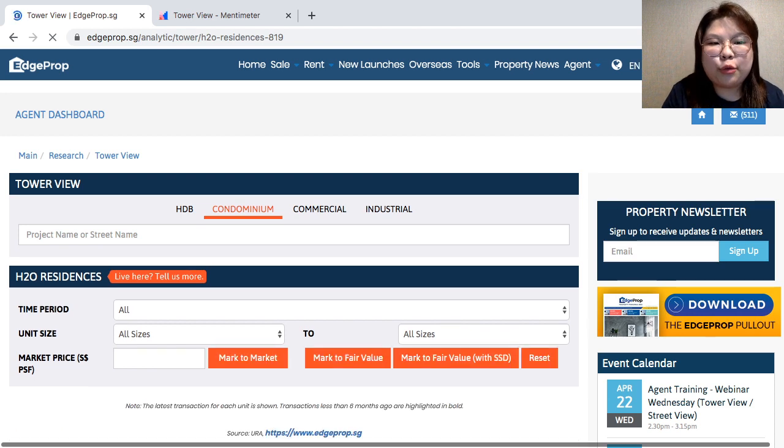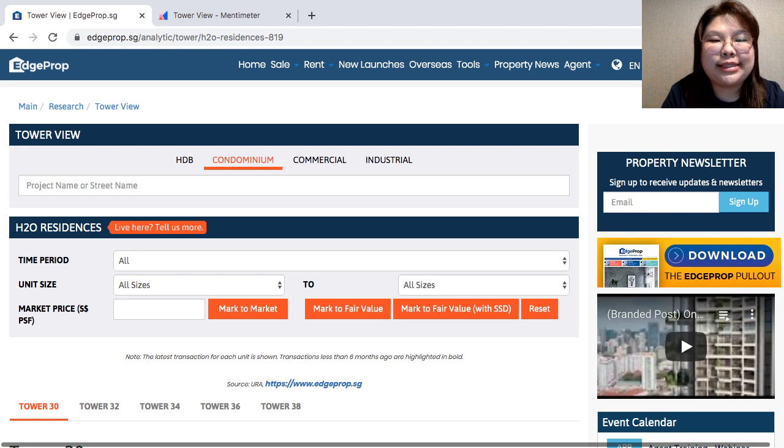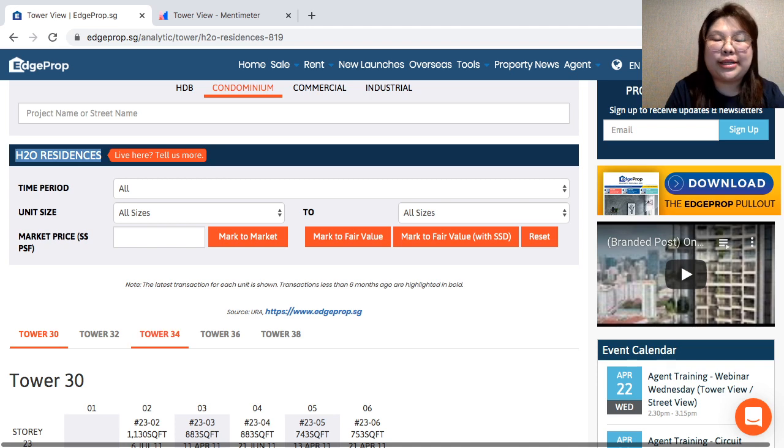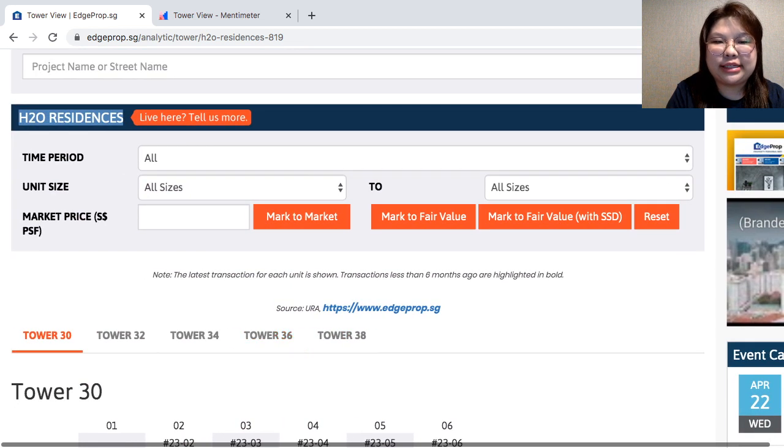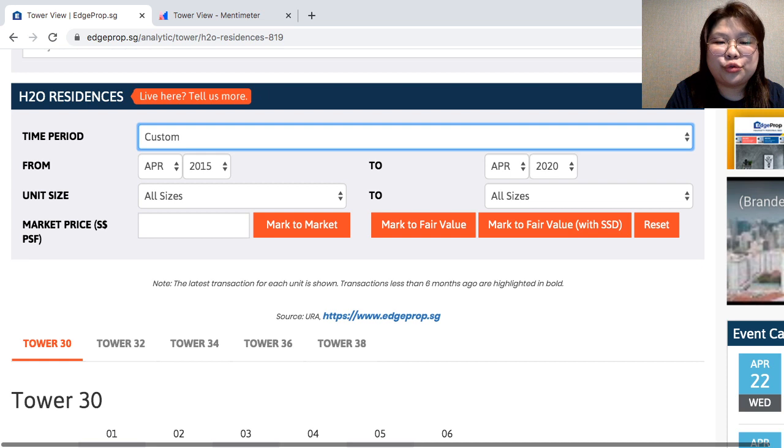Now, once you have loaded the property correctly, you would already see that the project name is shown on your screen. That means you have already loaded the project properly. Let me just zoom in a little bit so that you all can see better. Next, we have a few filters here whereby you can show only transactions that happened during a certain time period. You can even set a custom date, from and to. I'm just going to go back to all first.